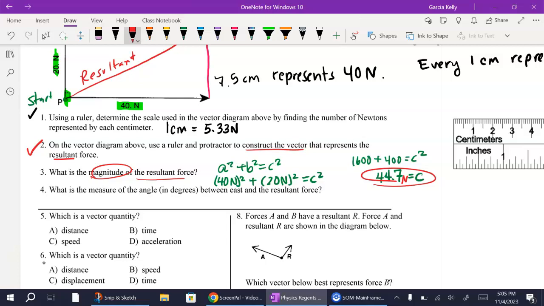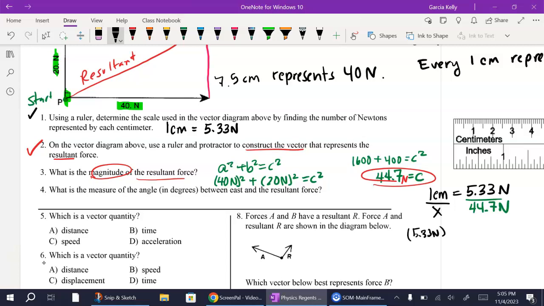So I'm going to do what I was going to do with my scale. So with my scale, I had 1 centimeter is equal to 5.33 newtons. And I have that my vector is 44.7 newtons. Match up n with n. And I can go ahead and solve for x by cross multiplying.